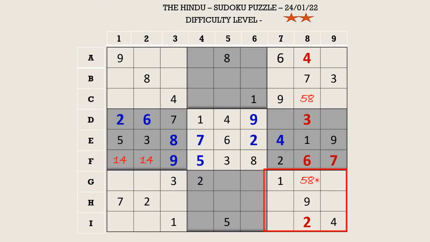There is a 7 in column 9 which blocks these 2 cells in block 9, and there is a 7 in H row which blocks these 2 cells. So I7 takes 7. There is a 3 in column 9 which blocks these 2 cells. So H7 takes 3.